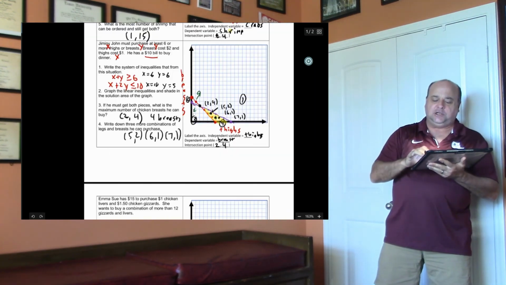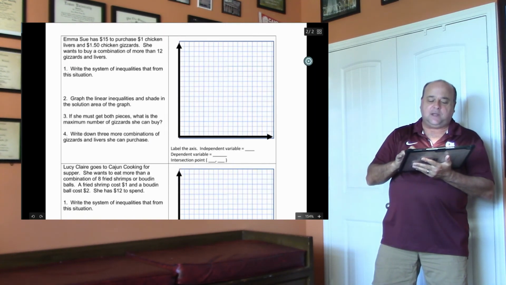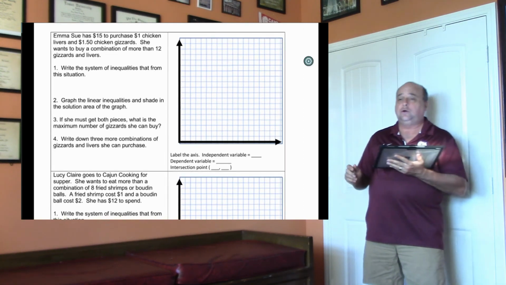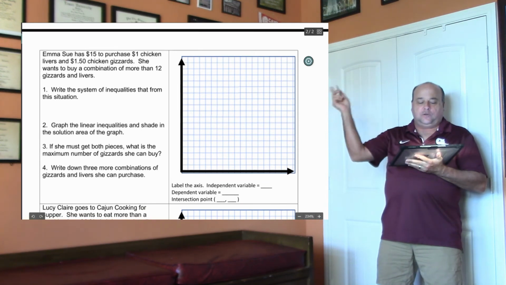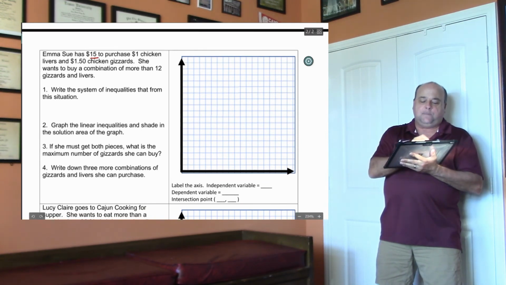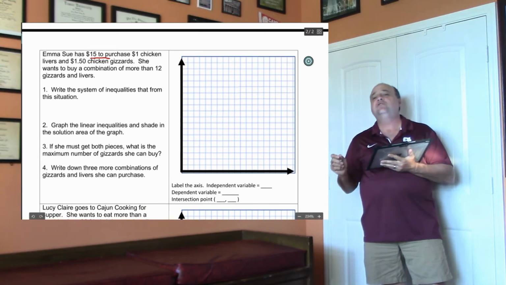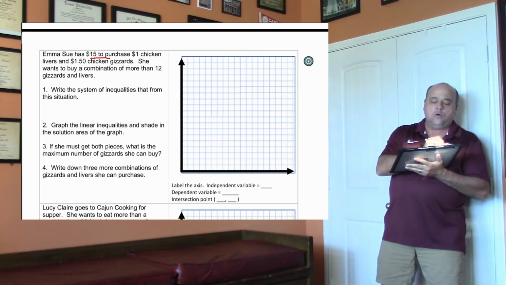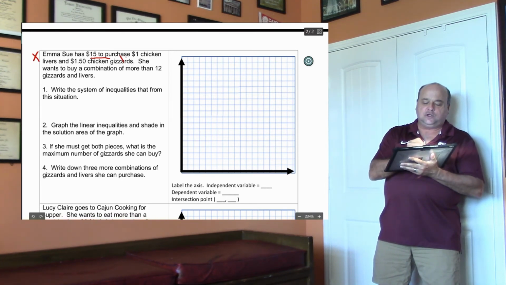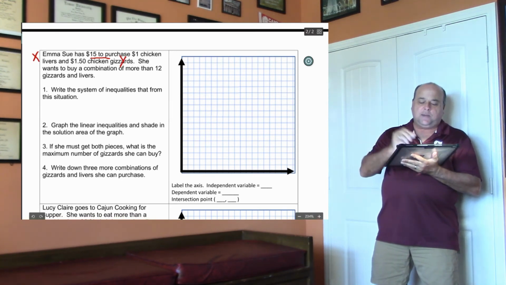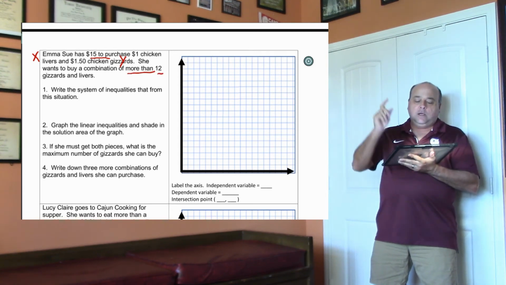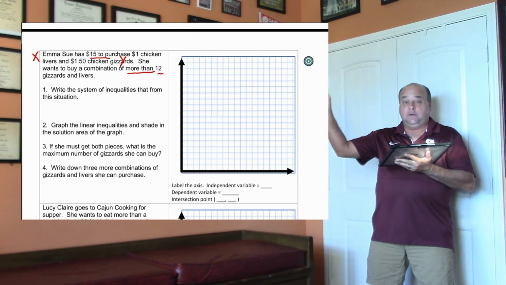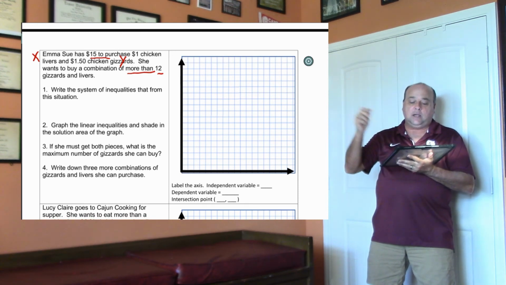Turn the page! And I'm just going to help you set up the next one, and you're going to finish up the next 2 on your own. Fun stuff. Okay, let's go through and label this. She has $15, and she's going to get chicken livers and gizzards. So livers would be X, gizzards would be Y. She wants to buy a combination of more than 12. Okay, so we're going to use X for livers, Y for gizzards, and we want to get more than 12.